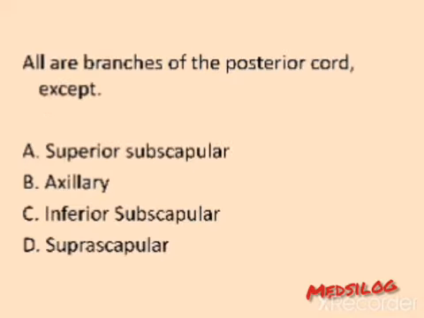All are branches of the posterior cord except: superior subscapular, axillary, inferior subscapular, or suprascapular. The exception: all are branches of the posterior cord. Correct answer, that is the suprascapular, because suprascapular is a branch of the upper trunk.